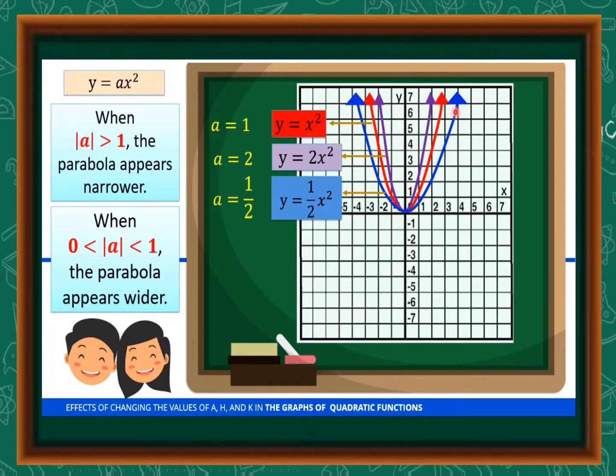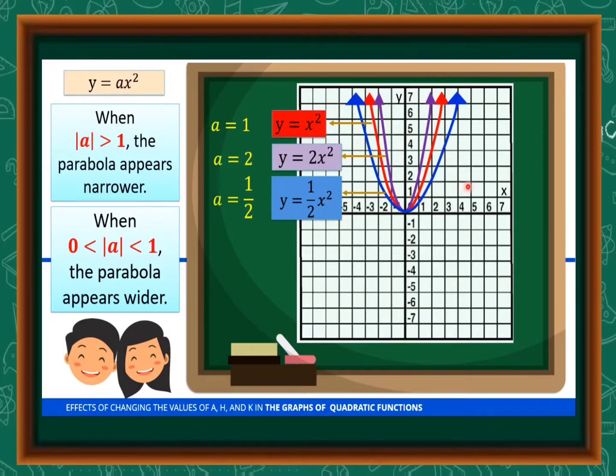So, observe natin. Dito, ang a natin ay 2. Mas malapit siya sa y-axis or narrower. Kapag naman ang a ay greater than 0 pero mas maliit sa 1 kagaya ng 1/2, ang ating graph ay wider or mas lalayo siya sa y-axis. And remember na ang a natin dito sa ating mga given function ay positive kaya the parabolas open upward.